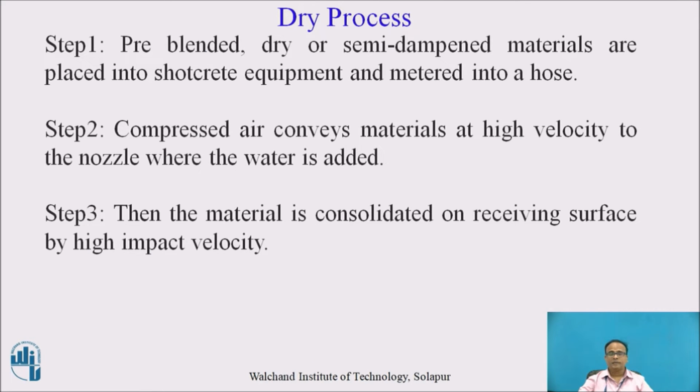In dry process, let us consider stepwise. Step number 1, pre-blended dry or semi-dampened materials are placed into shotcrete equipment and metered into a hose pipe. In step number 2, a compressed air conveys materials at high velocity to the nozzle where the water is added. So here water is added at the end, when the dry material is coming near the hose pipe or near the nozzle end. Now in step number 3, the material is consolidated on receiving surfaces by high impact velocity.